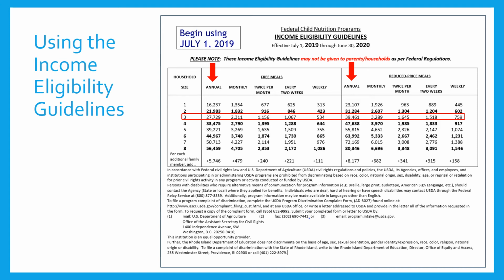Please be reminded that these income eligibility guidelines are updated every year, so you should always make sure that you are using the correct version. Also remember, these guidelines should not be given out to participants. Instead, they should receive the household letter that contains the reduced guidelines.